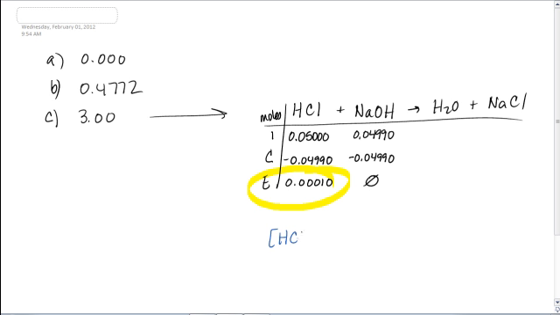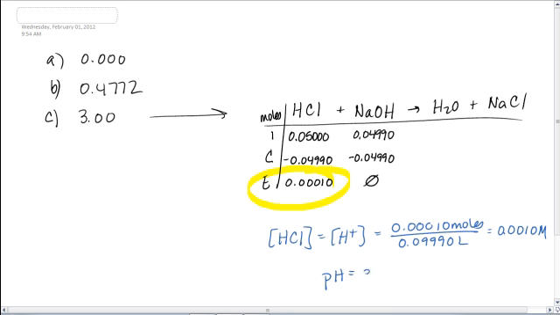And so the concentration of the HCl, which of course is the same as the concentration of the H+, is going to be 0.00010 moles over what? 0.09990 liters. Because it's the 50 milliliters plus the 49.9 milliliters together. And that gives me my concentration, which really, when I round it to 2 significant figures, is 0.0010 molar. And so if I take the negative log of that, my pH is 3.00.